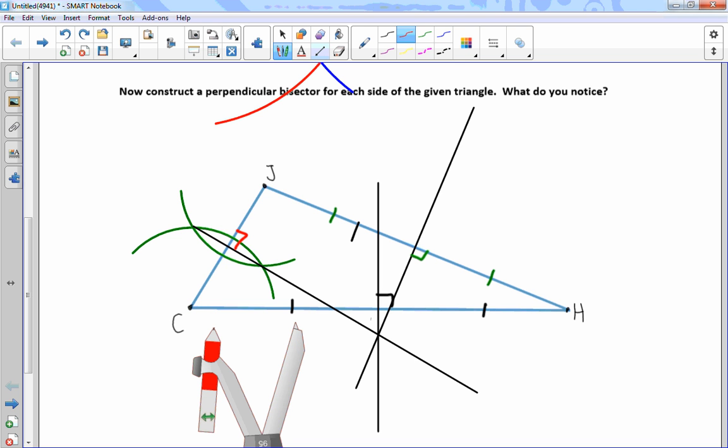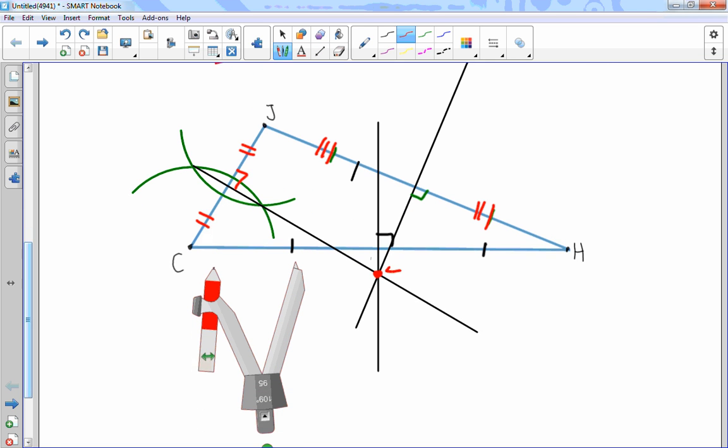Also, let's put in the box here, and congruence. I'm going to make this one a 3, so I have different tick marks. That's probably better. This point where they all intersect has a special name. It's called the circumcenter. Would you label it, please, as the circumcenter? Label it circumcenter.